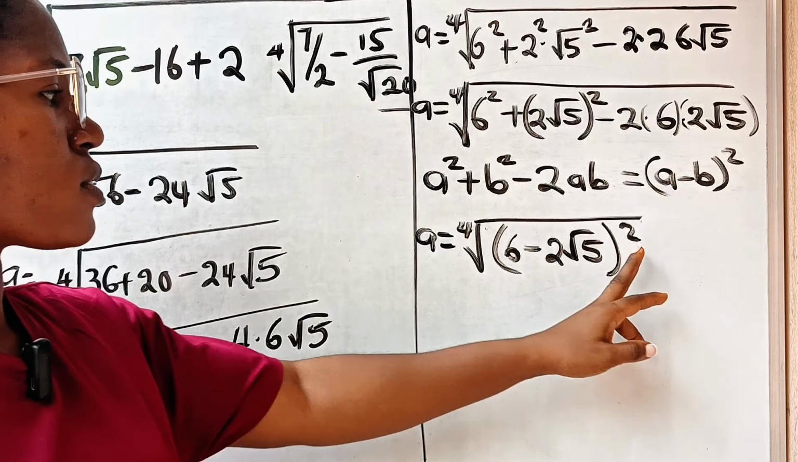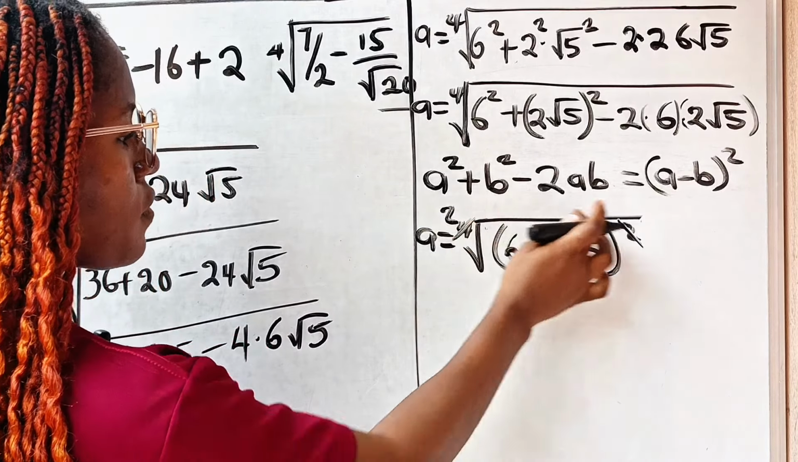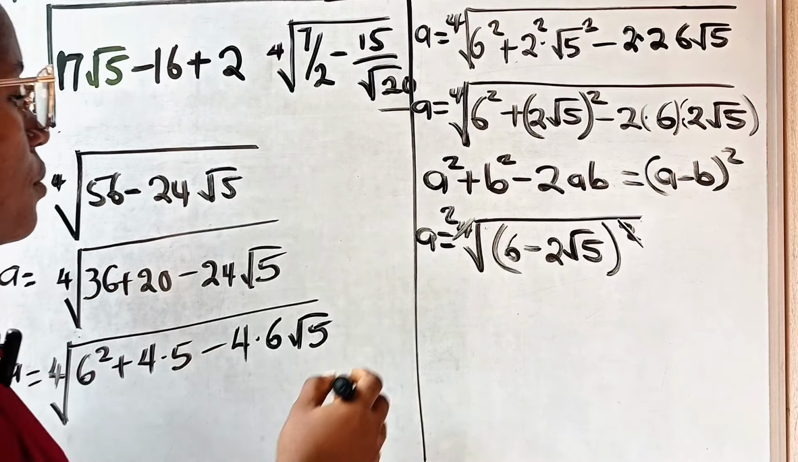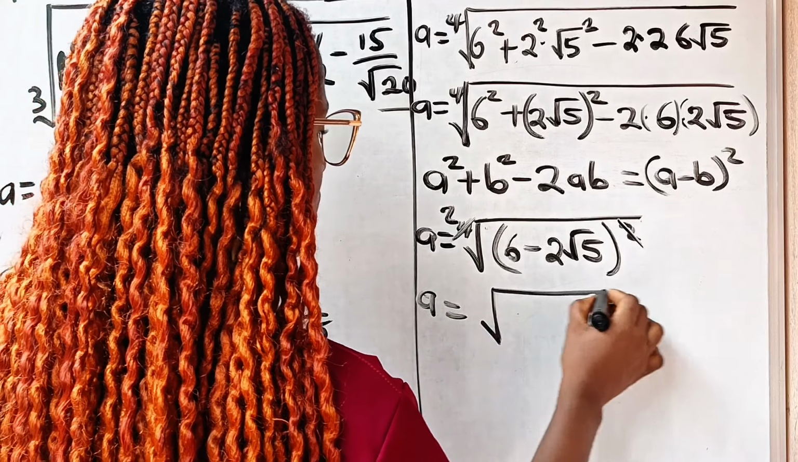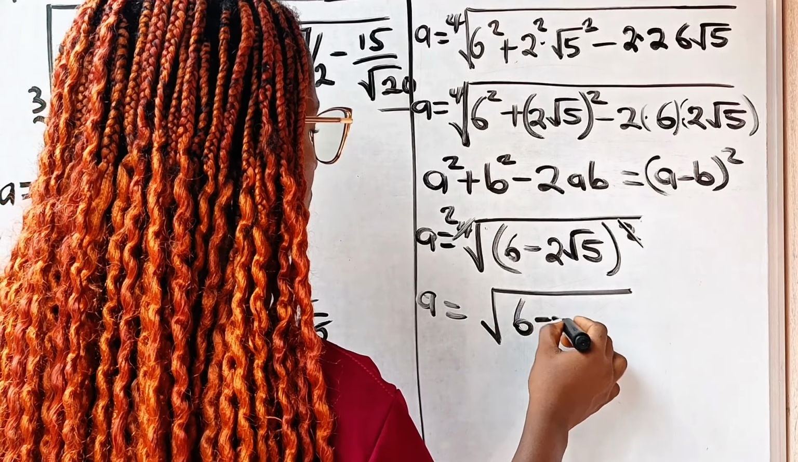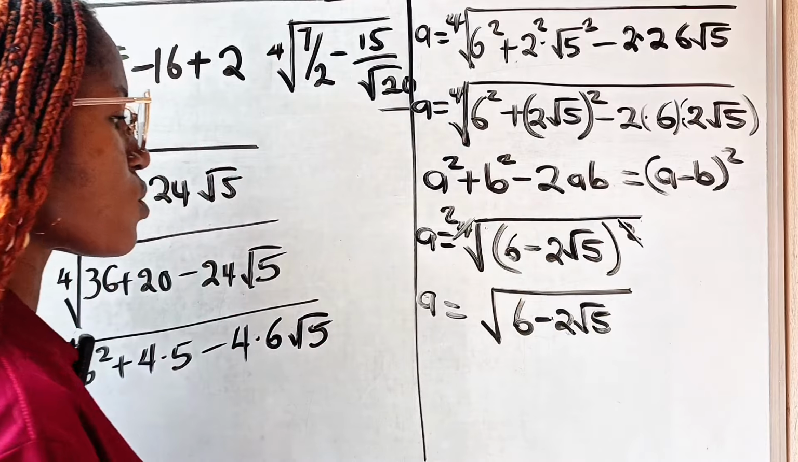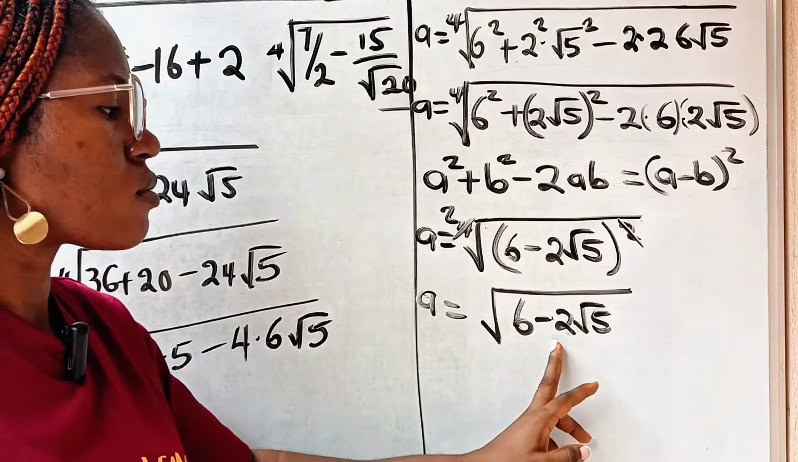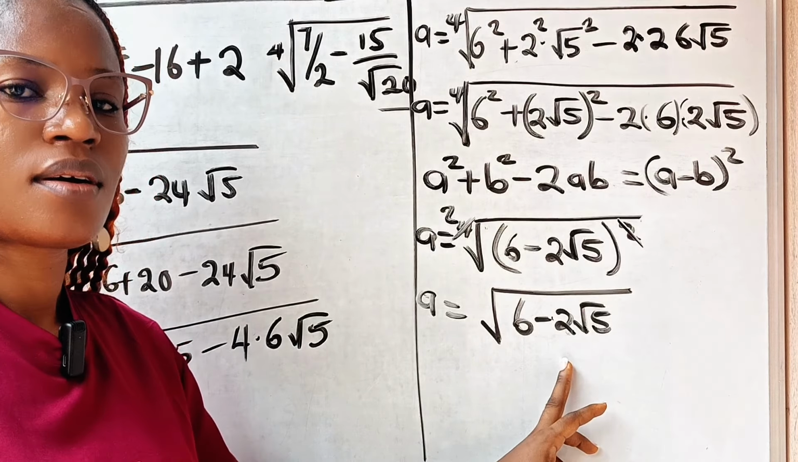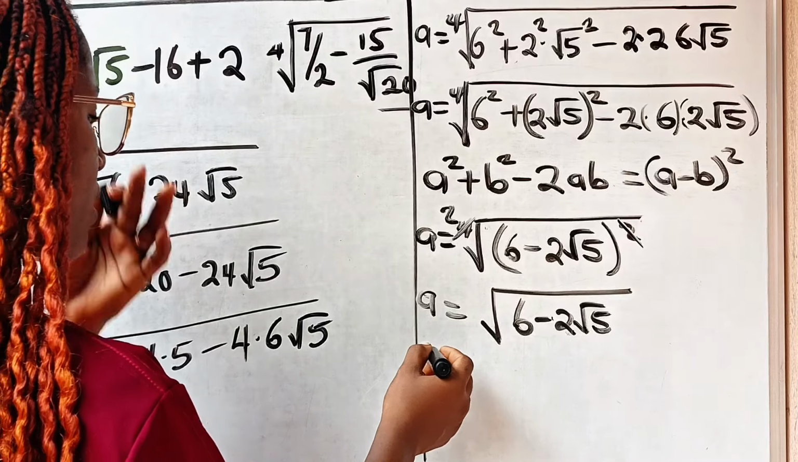Now, this is fourth root and this is square. So we can actually remove this and now we have square root of this. So it means our a is now the same as square root of 6 minus 2 root 5. Okay? I still want to simplify this further. Do you understand? Okay, so that's exactly what I'm going to do now.